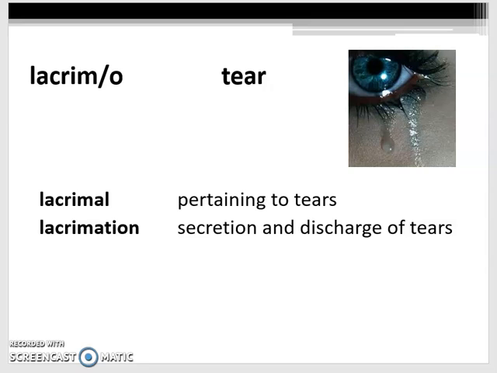And when talking about tears in the eye or the structures that help produce tears or allow tears to drain out, the combining form is lacrimo. It means tear literally, and although we won't discuss it, in anatomy they'll talk about the lacrimal ducts, which allow tears to flow, and there's a whole structure around it. We're just going to give you this word so you're aware of it, and we're going to talk about lacrimal, which means pertaining to tears, and lacrimation, which is the secretion and the discharge of tears. So it's the actual function.